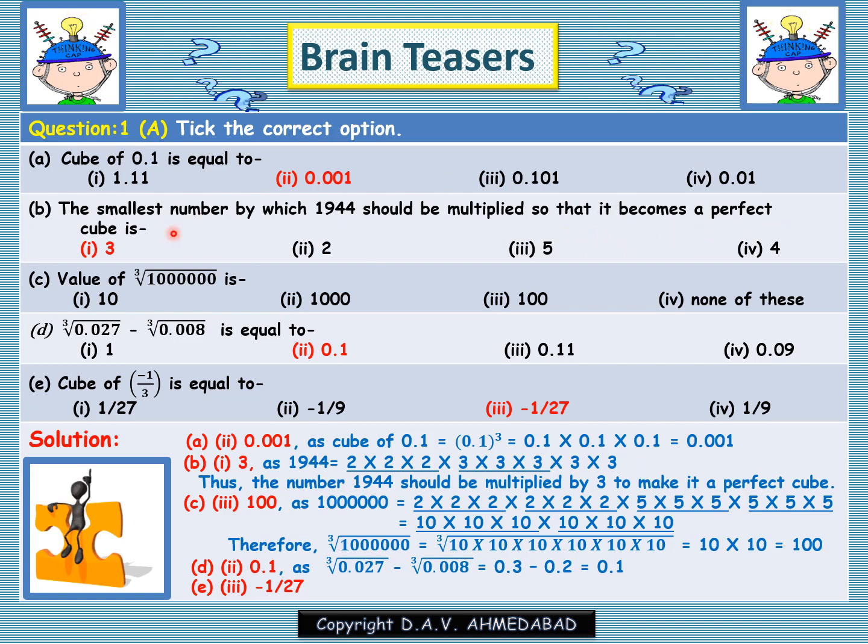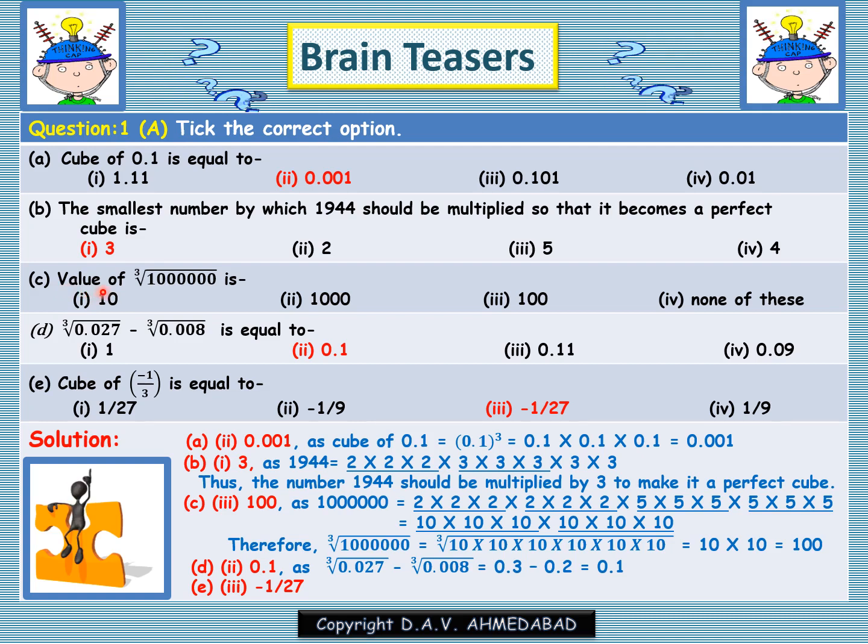what will you do, children? Yes, find the prime factors of 1944, that is 2 into 2 into 2 into 3 into 3 into 3 into 3 into 3. So we need one more 3 to make it a triplet. So the required number is 3. So 3 is the correct answer, children.